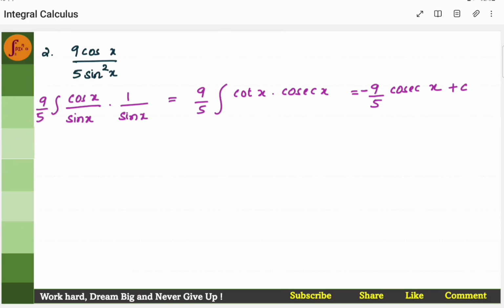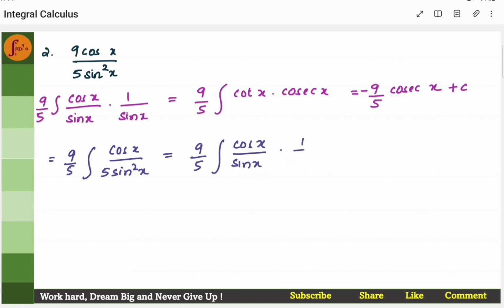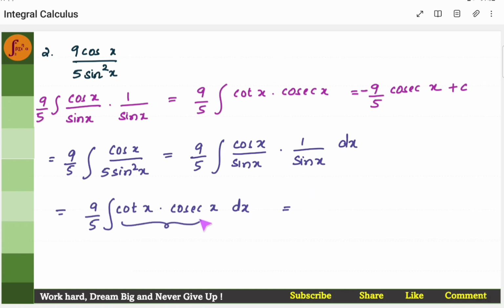9 cos x by 5 sin square x. I'll have to put the constant outside: 9 by 5, let me put it outside. I'll integrate cos x by sin square x. I need to split this to make it easier. So cos x, I split this into sin x, there are 2 sin x's here, and I can write it like this, sine square x. Now, what is cos x by sine x? It is cot x. And what is 1 by sine x? It is cosec x. Now, what is integral of this? Integral of this is nothing but minus cosec x. You'll have to remember the standard integral formula. So it's going to be minus 9 by 5 cosec x and then put a c.